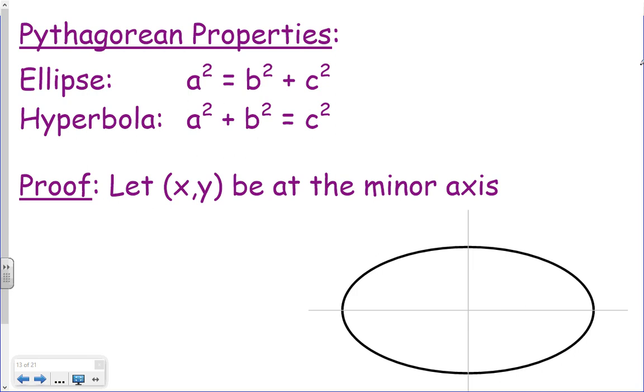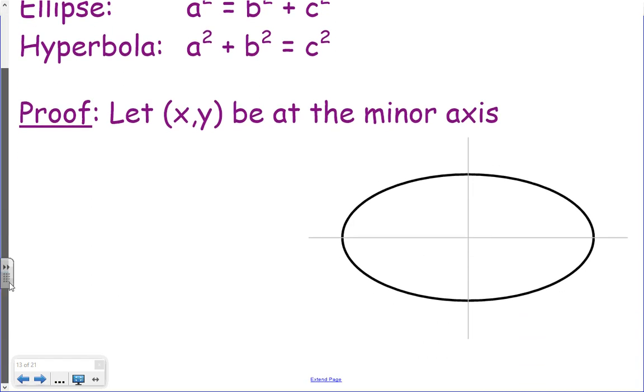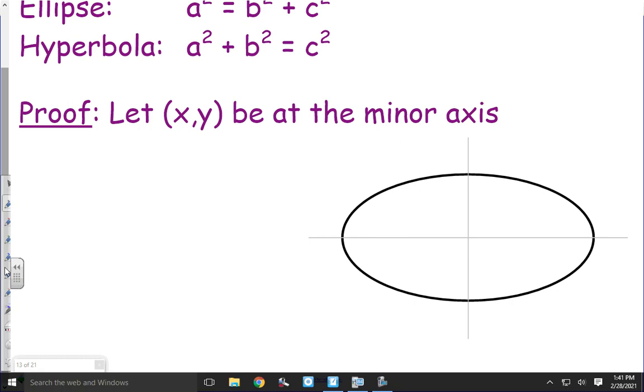All right, again, you can prove this for both the ellipse and hyperbola. The hyperbola turns out to be a little bit more difficult to prove, so we are going to once again prove this for the ellipse. But a similar proof would get us the proof for the hyperbola.